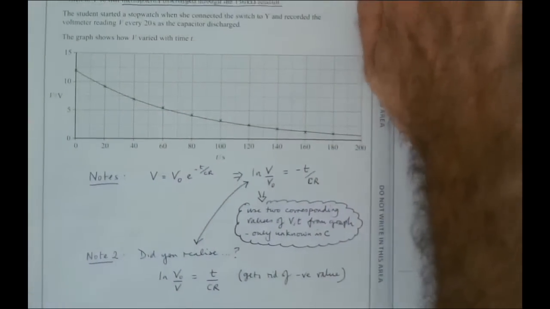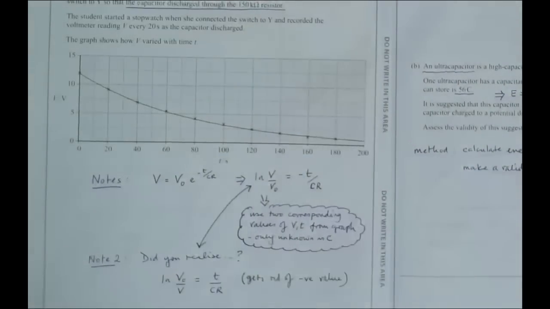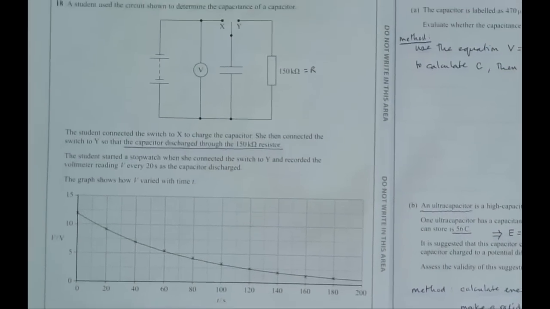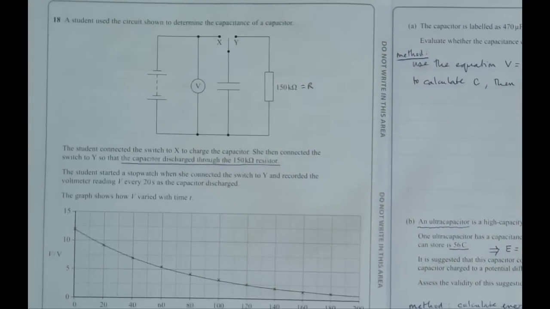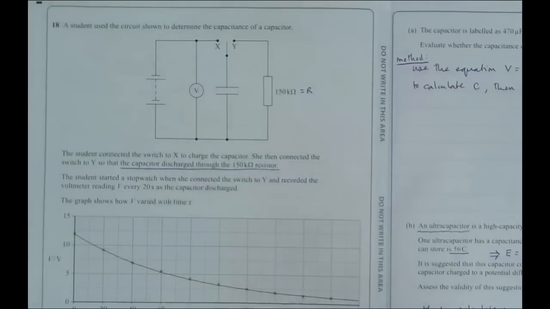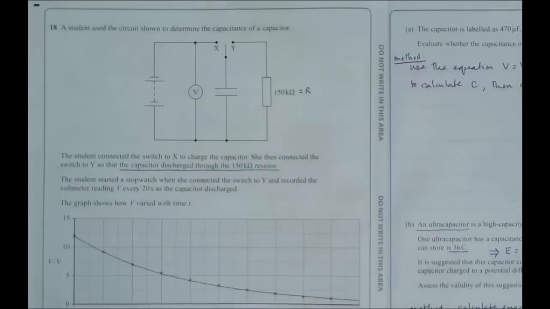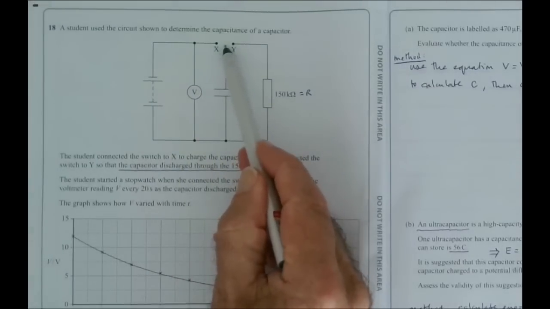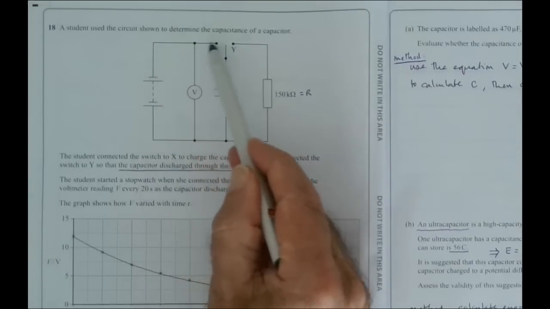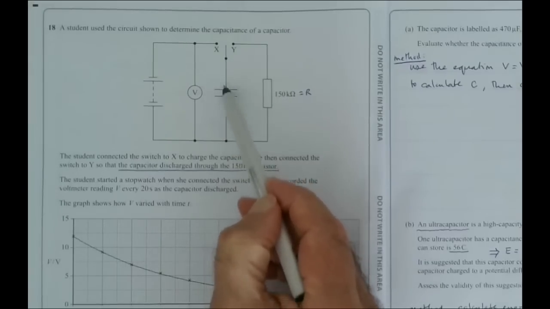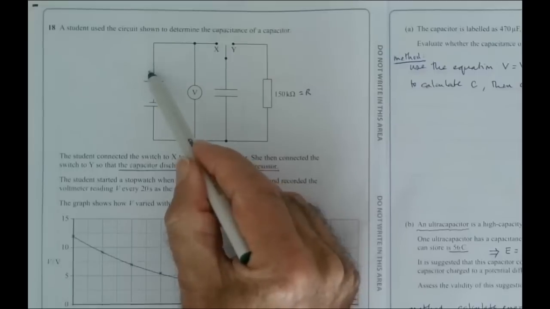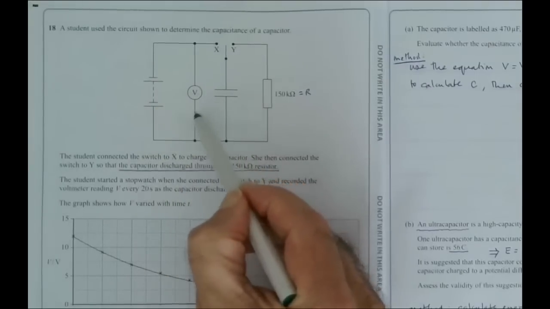So we're going over now to question 18. Question 18 is about capacitors, and it's a charging-discharging circuit. So if you put the circuit to X, the battery will charge the capacitor plates and separate it into negative at the top, because it's negative, and positive at the bottom. You can see the voltage as it's charging.